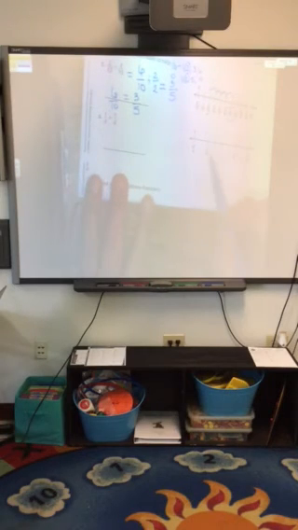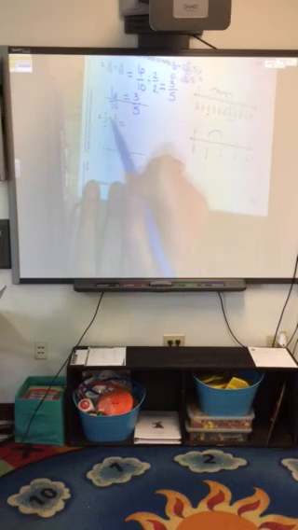Now we're going to do 1/4 plus 1/4. I'm going to start here and add another fourth, and I get 2/4. Once again, my denominator stays the same and my numerator goes up. Now, 2/4 is not in simplest form.